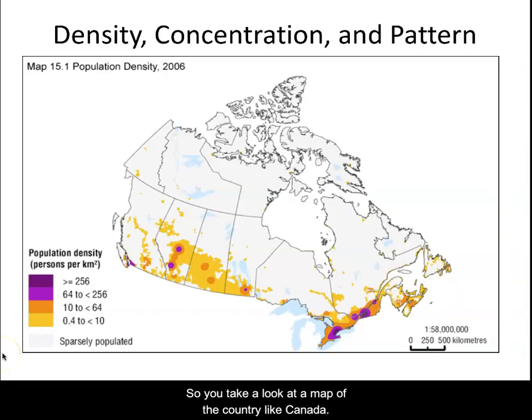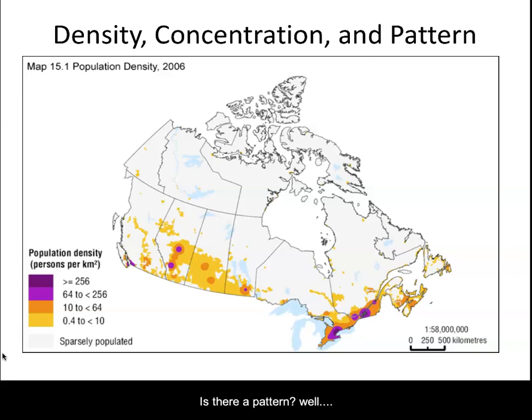So when you take a look at a map of a country like Canada, we look at the density of its population, and looking at it overall, there's not a lot of color on it, which means it's not that densely populated a country. But when you want to look at the concentration and say, where is their population concentrated, it's pretty clear it's in the southern part of Canada. Well, because it's warmer down there. And there's more waterways for transportation and trade.